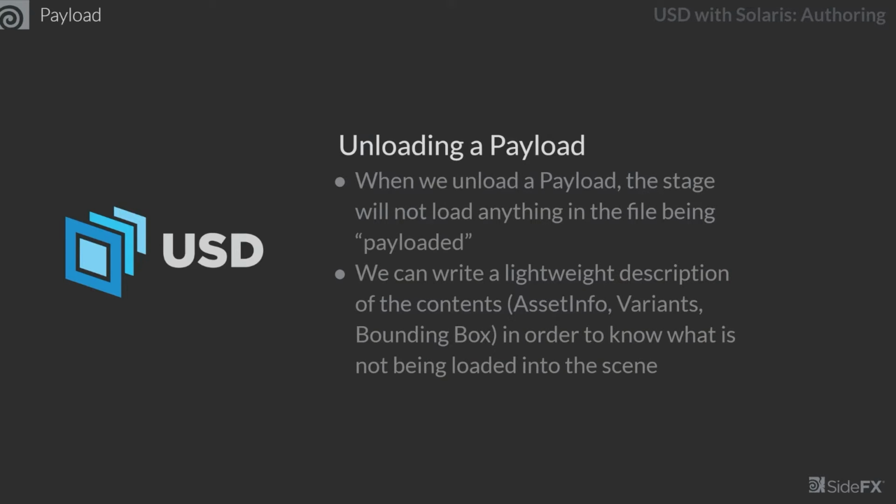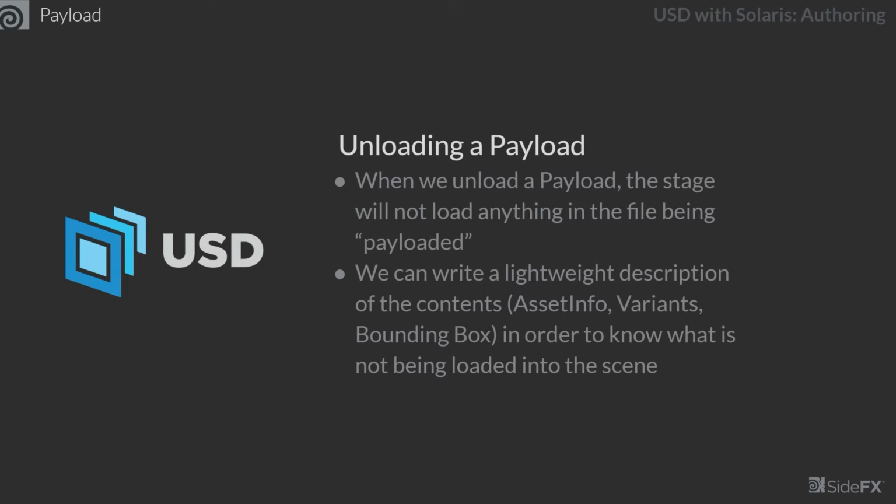So what does it mean when we unload a payload? When we're unloading these payloads, basically the stage in our USD scene won't load anything in the file being payloaded. That just means that it's going to look through our USD file, and when it gets to a file that's payloaded, if we have those turned off or unloaded in the scene, it won't look at anything inside of that file. So then you might say, well, how could you know what's in there if you're working on a scene?